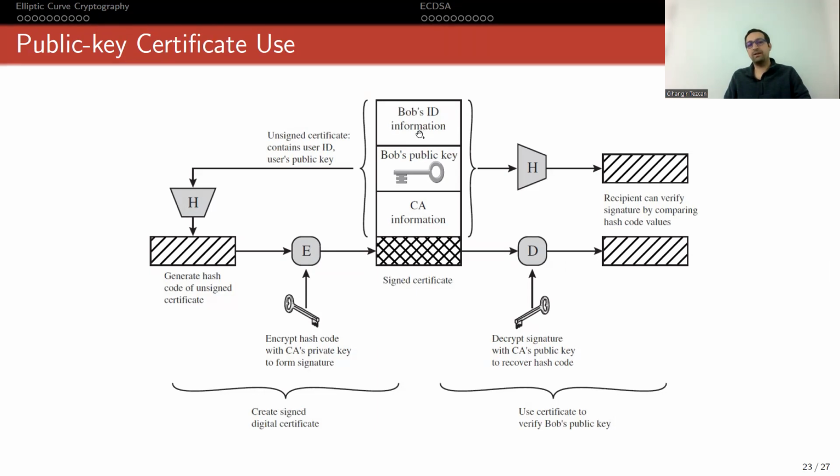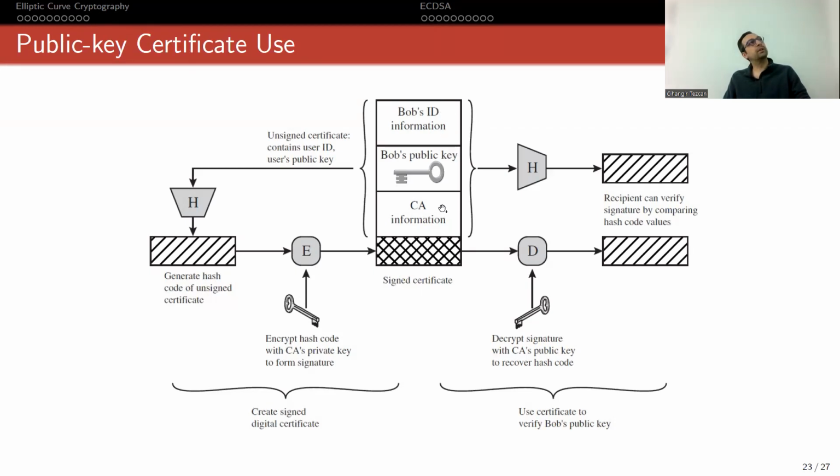Bob's ID information, Bob's public key, and certificate authority information are kind of plain text, let's say. But the certificate authority does the following. They calculate the hash of it, and the certificate authority signs this with their private key and puts it at the end of the certificate. So this is a signed certificate now.